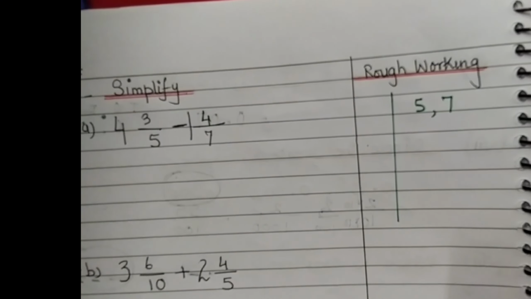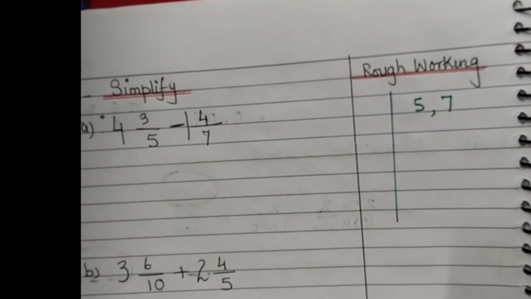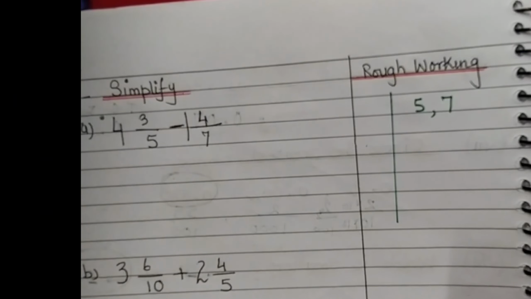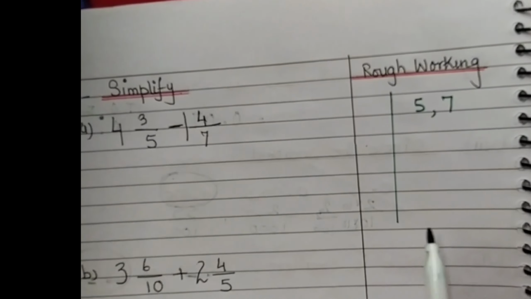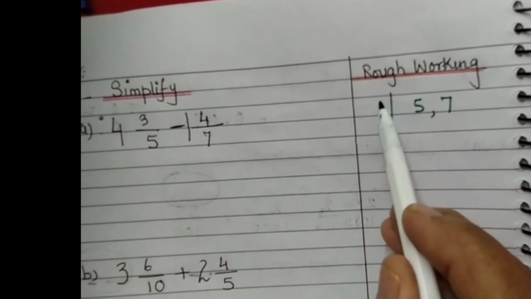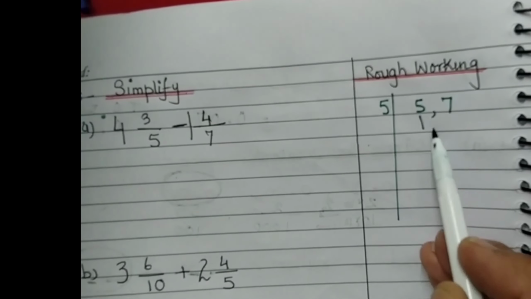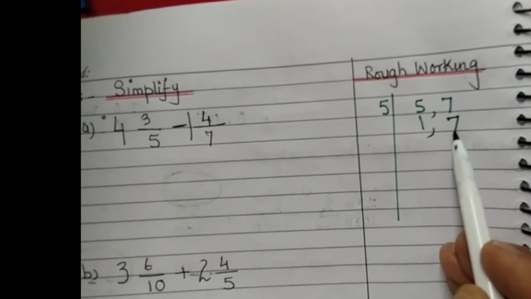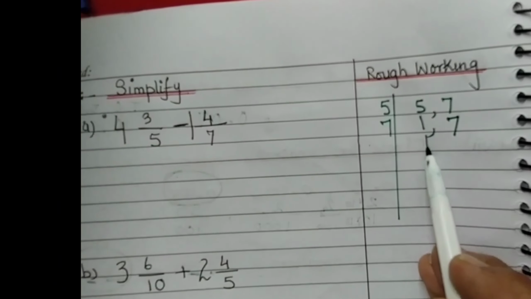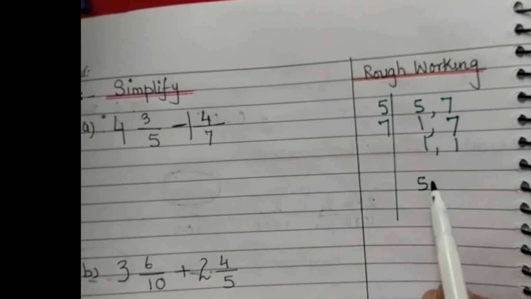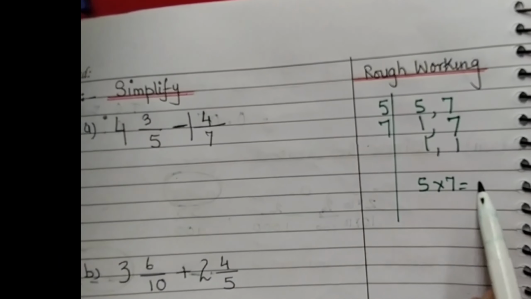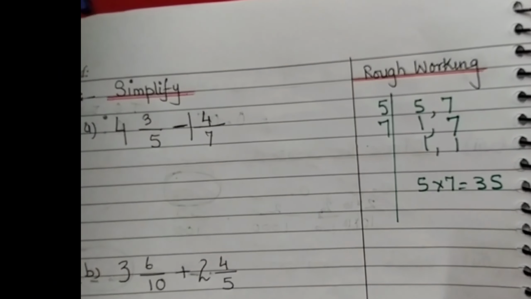Okay, now you all remember your first 5 prime numbers: 2, 3, 5, 7 and 11. So I do not have 3, I do not have 2 here, I take 5 here. 5 ones are 5. I will bring down the 7 here, and then 7 ones are 7. What do you think the LCM of this question is? 35. 5 sevens are 35.